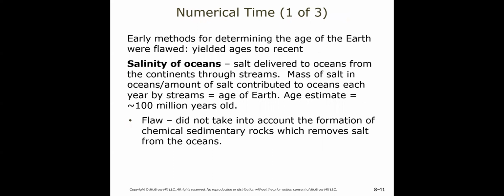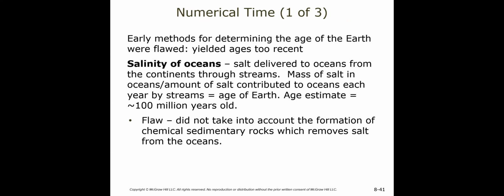All right. Let's get into one of the last sections of this chapter, numerical time. Early methods for determining the age of the Earth are flawed and yielded very different results. Before the depth of science and the ability of technology and communication enhanced far enough that we could study the world uniformly, scientists tried to figure out how old the Earth was.